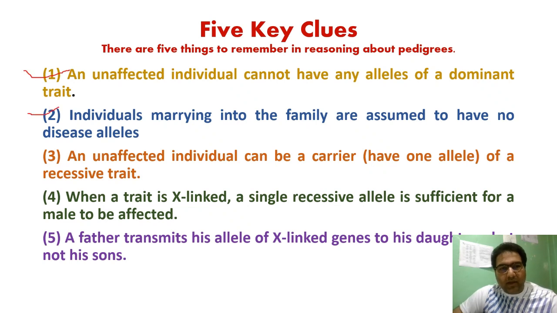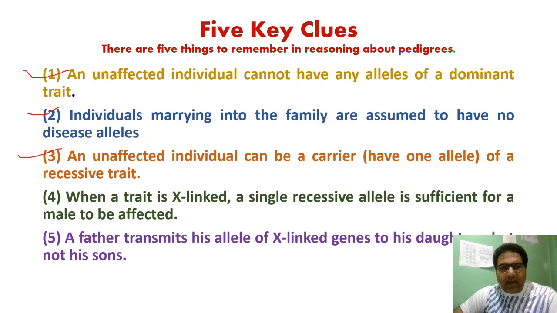Point number two is that individuals marrying into the family are assumed to have no disease alleles. Many times it is in those cases wherein we think that the trait is rare in the population. They can never be affected and can never be carriers of the recessive trait, as the trait is rare in the population. So only when the trait is rare in the population, this point is valid.